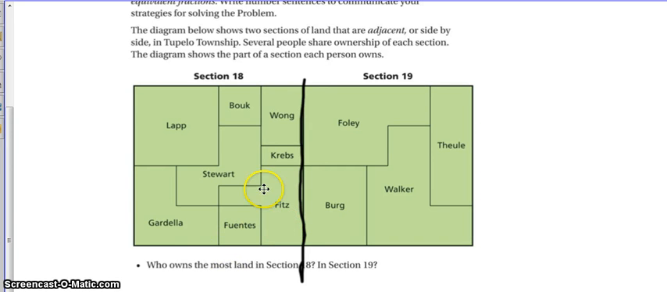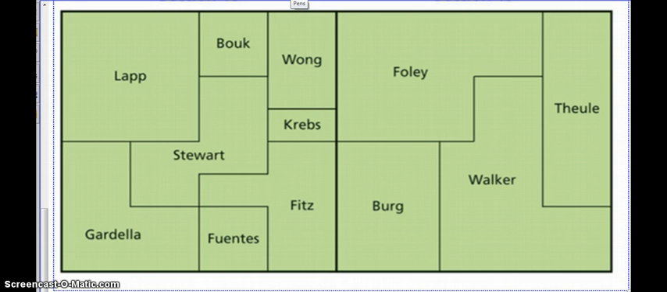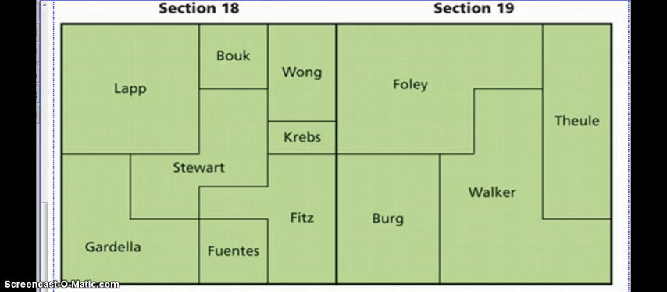So what I have done is I have this blown up a little bit bigger, and we are going to take a look at that so that we can draw lines and make concessions where we need to. Okay, so here is the blown up section. I'll scroll up a little bit so we can see section 18 and 19 up here. And what I'm going to do is I'm simply going to use the lines that are already here to divide this up.